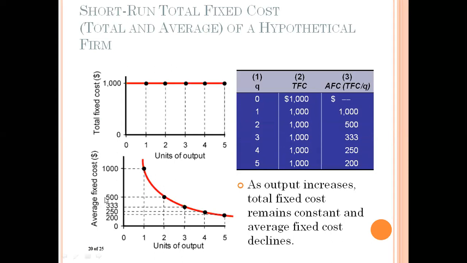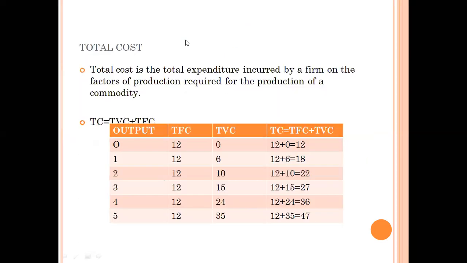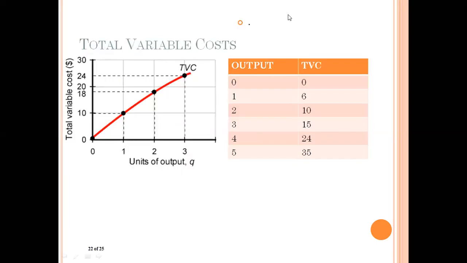But let's talk about the other cost, that is variable cost. See the diagram of variable cost. It is inverse S-shaped. But what is the reason behind the inverse S shape of this diagram? Kindly write in the chat box, please. What is the reason behind the inverse shape of the total variable cost? Please write in the chat box. And tell me why TVC is inverse S-shaped.